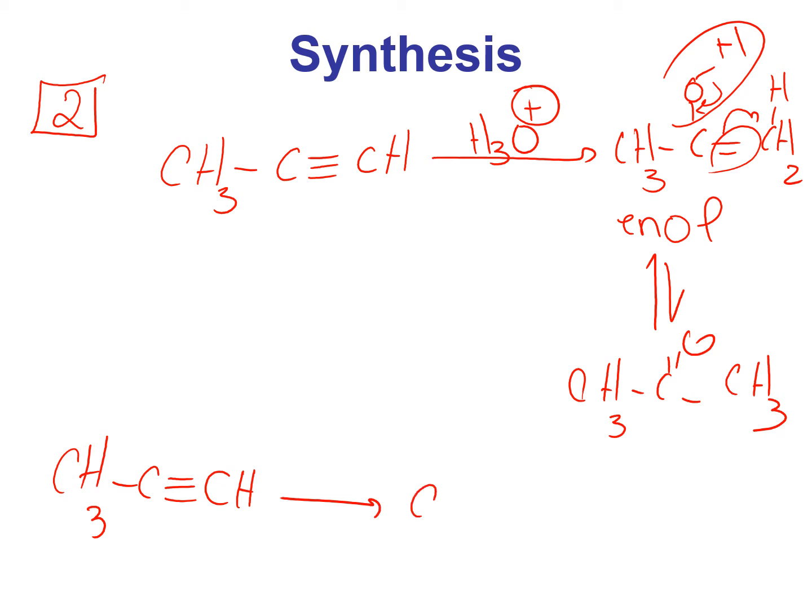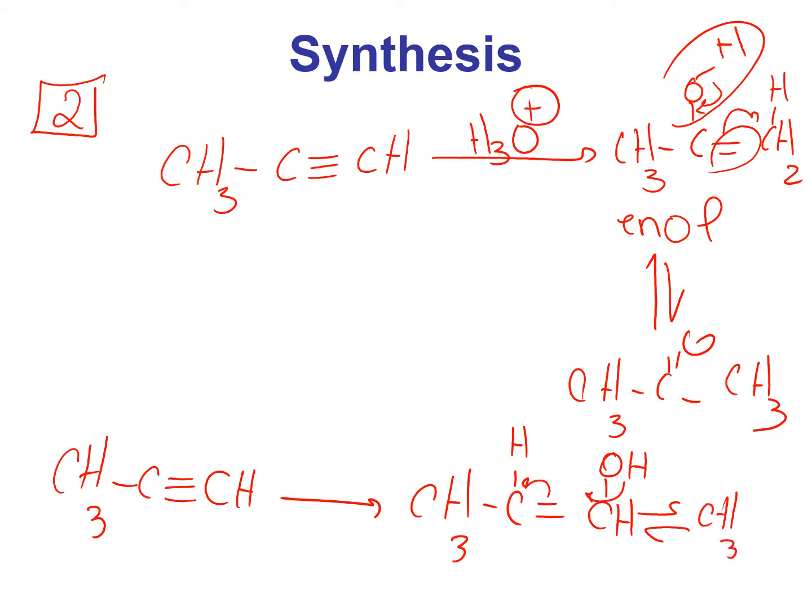If we use an anti-Markovnikov hydration, you will end up with the hydrogen on the non-terminal carbon and the OH on the terminal carbon, and again you will have a tautomerism giving the aldehyde. So Markovnikov addition of water on an alkyne gives a ketonic compound, while anti-Markovnikov addition gives the aldehydic compound. So this is how you can prepare them from alkynes.